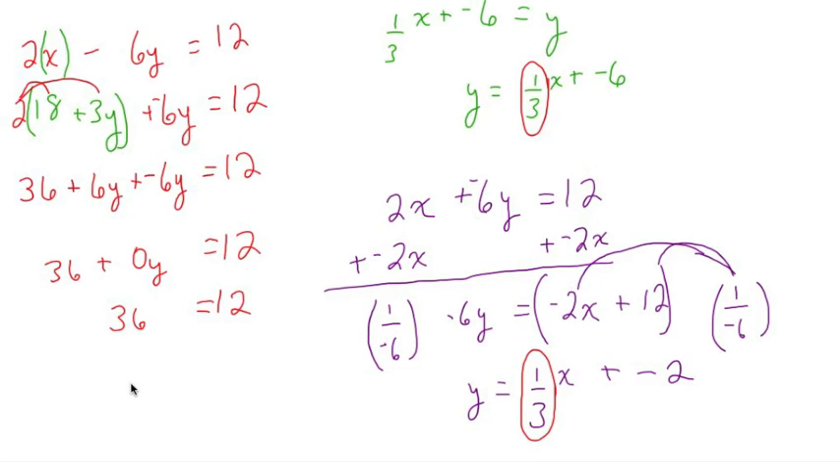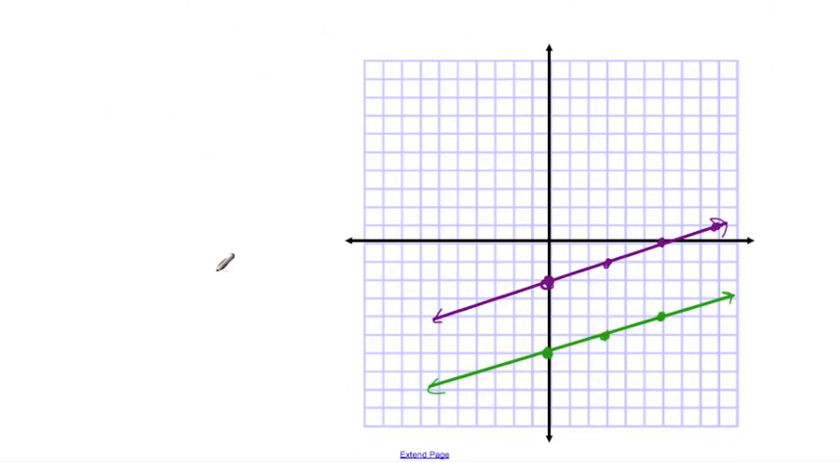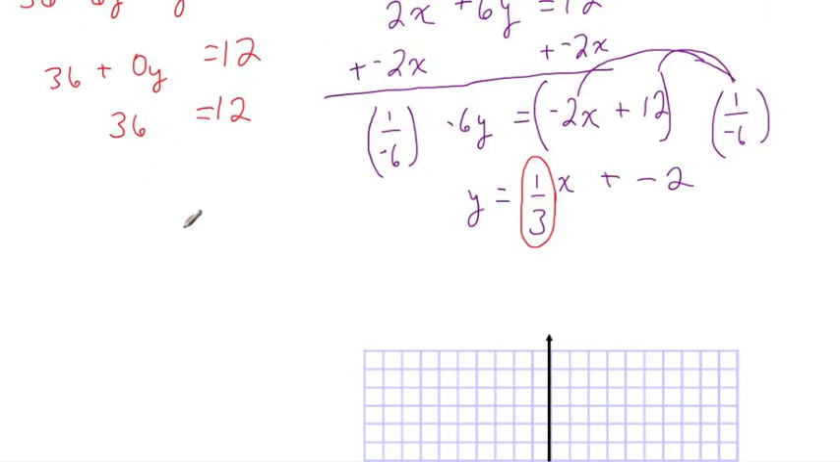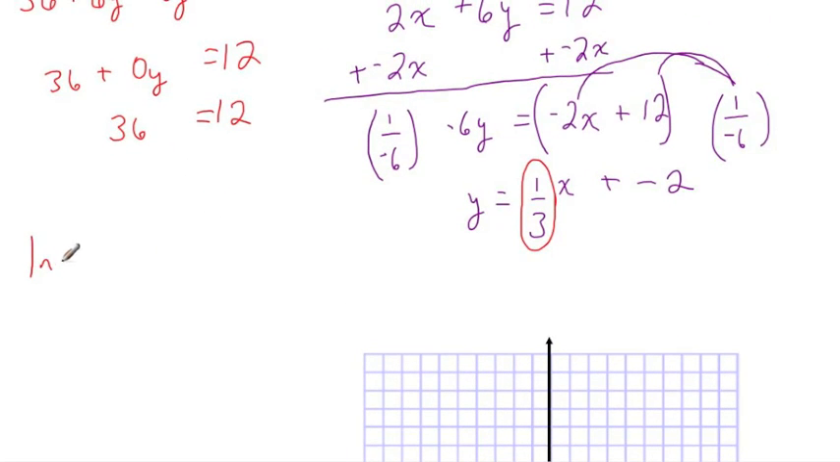There are no solutions. So if you are working on this problem, when you get to this point, or if you were solving by graphing, and you get to this point and you realize they'll never touch, you would need to write, the system is inconsistent. And as a result, there are no solutions.